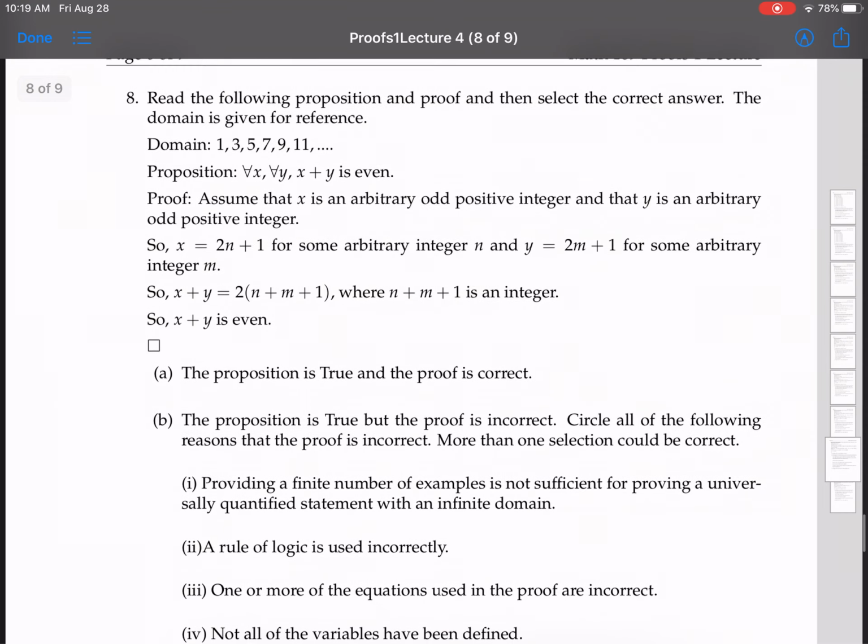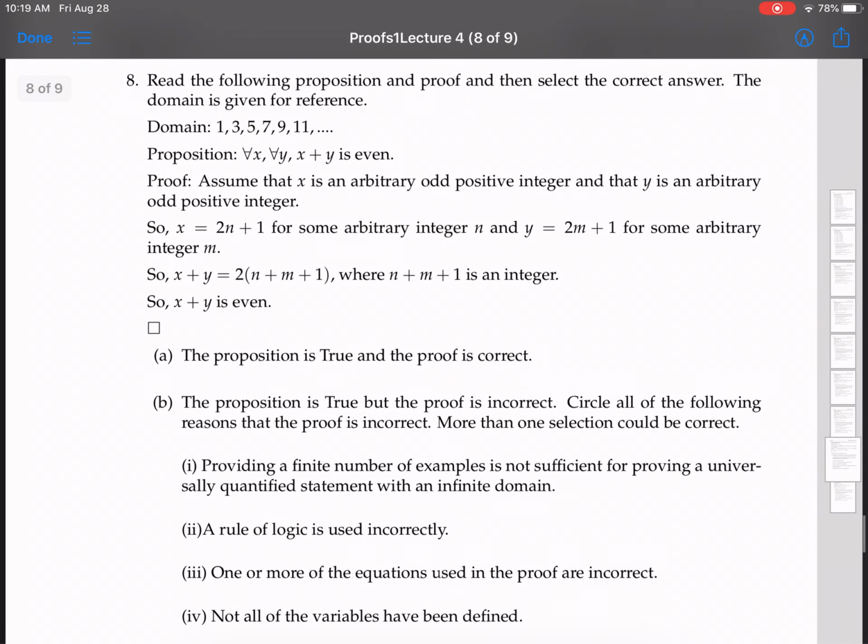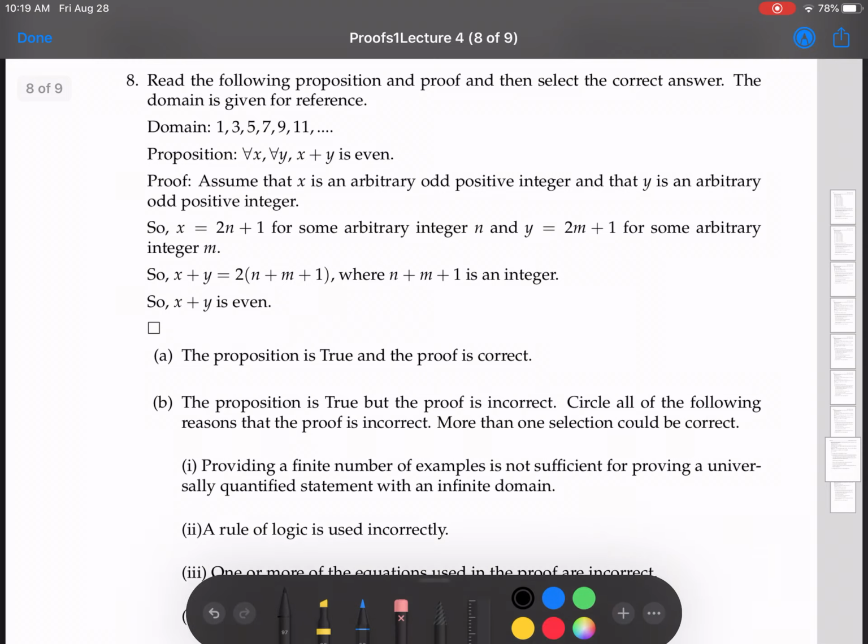And now we get to yet another example with the same correct, true proposition, but incorrect proof. All right, and you can see here that a lot has been left out from the original correct proof in problem 4. This being labeled problem 8.